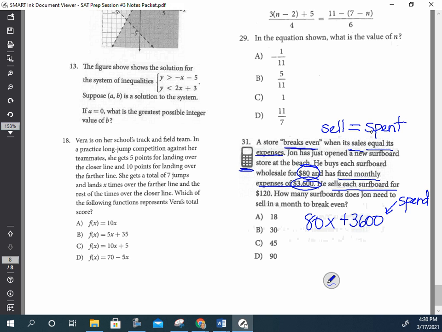He sells the surfboard for $120. So now we're talking about how much he's making. So 120 times, we don't know how many surfboards he's going to sell, so that's x. That represents how much he's going to sell. We good so far? Anybody stuck, confused, etc. before we finish off this problem?